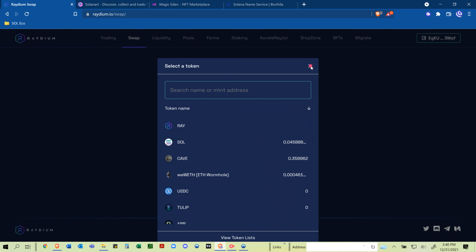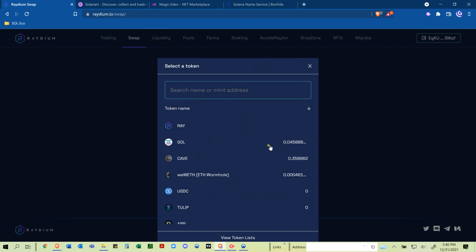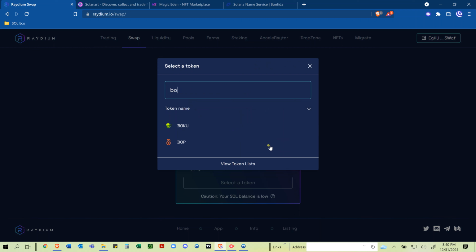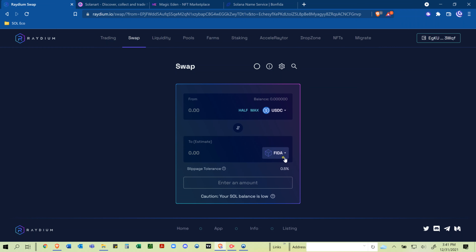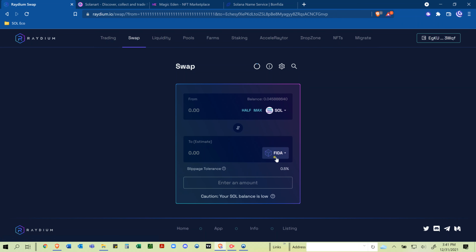Okay, so we don't have the Bonafide. USDC, FIDA. Oh. So look for FIDA. So you could swap that. Let's go back and see if Sol. There's enough liquidity, because this is going to check. So Sol balance is too low to swap. So there's a minimum amount you can swap, and you have to make sure the liquidity is there.